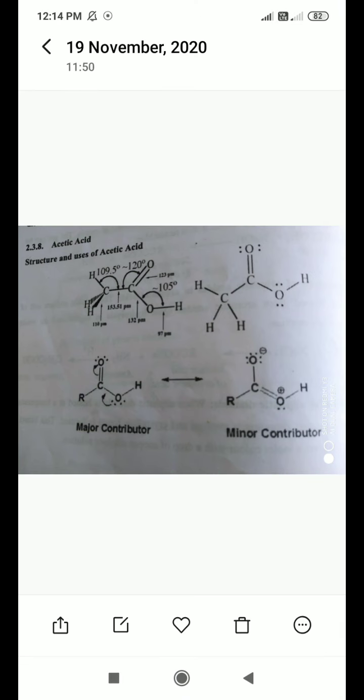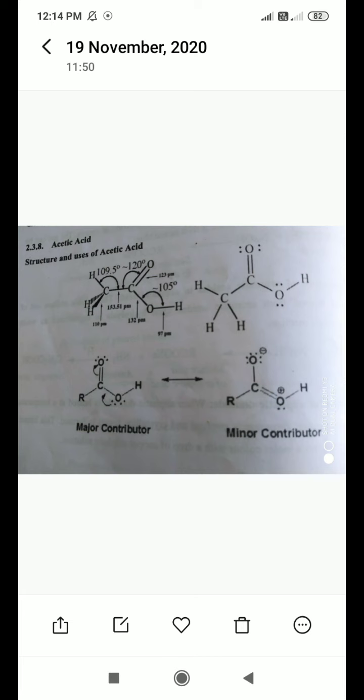Then on the screen you can see the angles between different atoms, like between carbon and hydrogen, between oxygen and carbon, and what the bond lengths are. These things you can see in this structure. In the main, COOH is the acidic, that is the carboxylic functional group, and CH3 is the methyl group, that is CH3COOH, acetic acid.